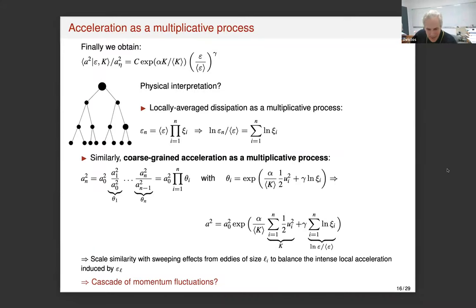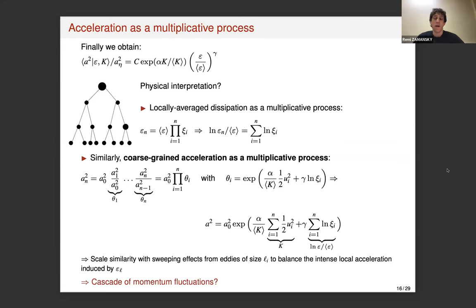You find this acceleration being high in regions of high kinetic energy. Wouldn't that be interpretable as the presence of strong vortex filaments, long, powerful vortex filaments? Wouldn't that explain that?